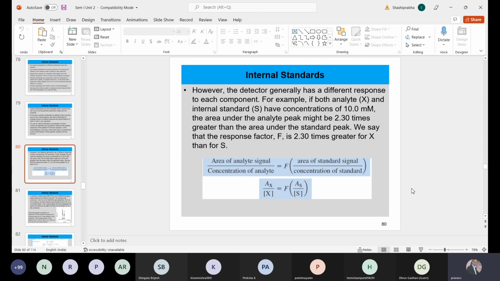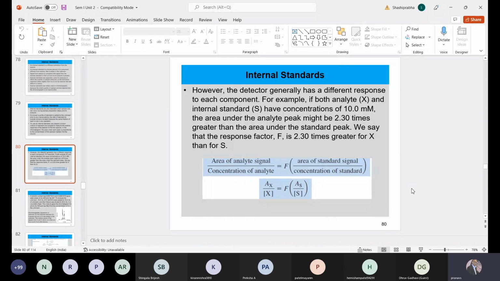So this thing is to be remembered that when we are trying to find out or estimate concentrations by adding internal standards, in that case the concentration has no bearing on the signal. Even for same concentrations the signals would be different. This is a very important aspect for separation techniques.